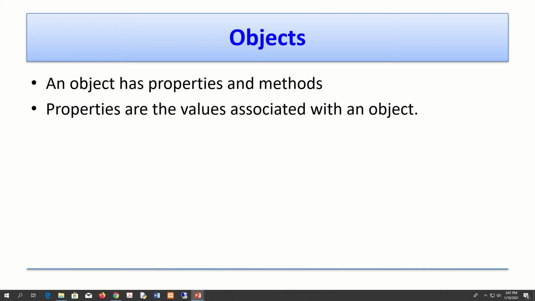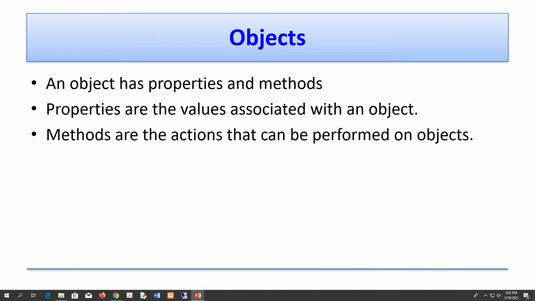So likewise, those are called properties. And then methods. Methods are the actions that can be performed on objects. In a real-world object, if you say student, a student can speak, run, play, likewise. Those are the actions that can be performed by the objects. Those are called methods.